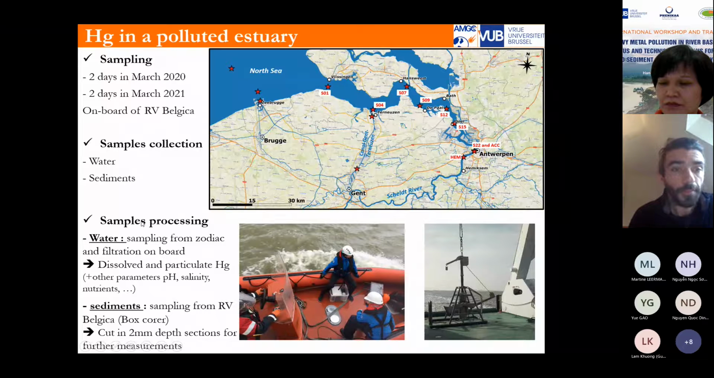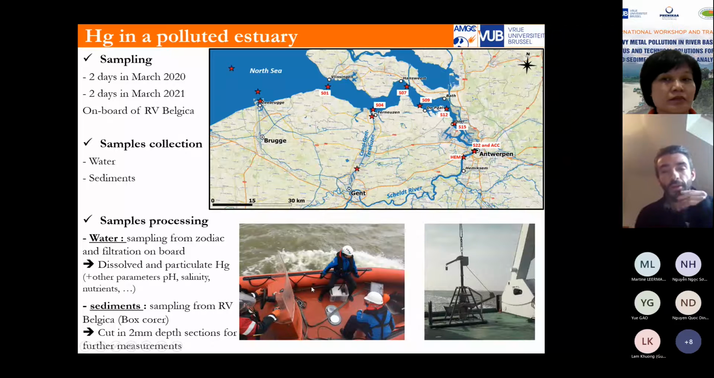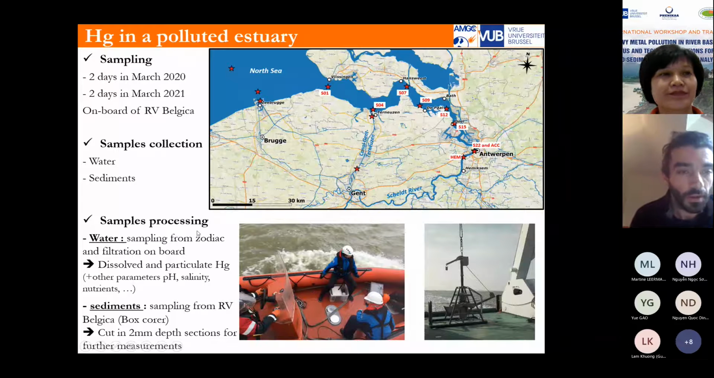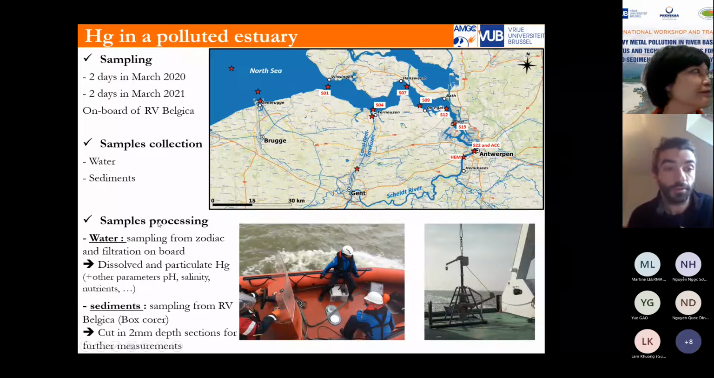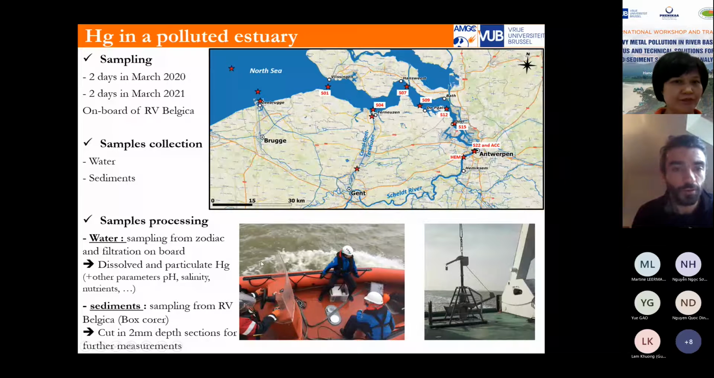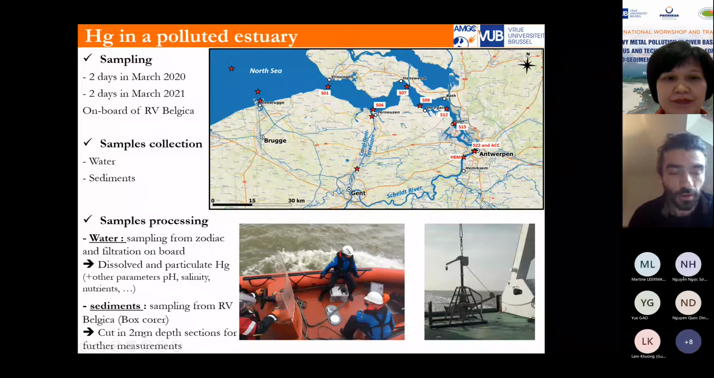For the water samples, we sampled from the Zodiac that was just on board, and it was easier to avoid contamination by getting on the Zodiac to get the water, because the boat can contaminate the sampling, especially for mercury, which is supposedly at low concentration. After collection, back on the boat, we filtered the water samples to get the dissolved and particulate fractions of mercury. And for the sediment, we sampled directly from the boat with a box core. And then we cut the sediment cores into sections. I put 2 millimeters here, but I think it was 2 centimeters.